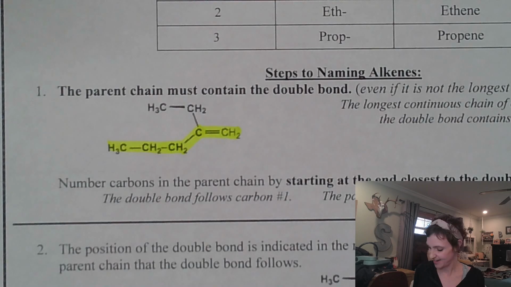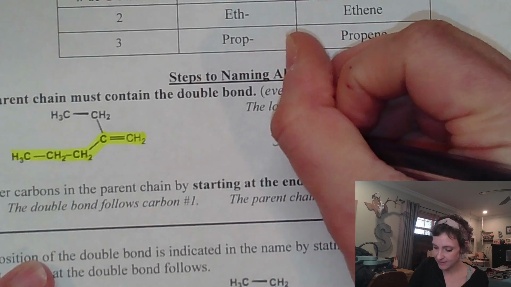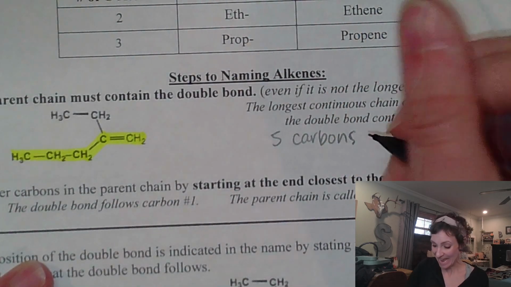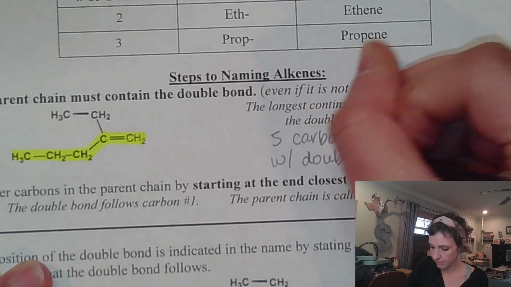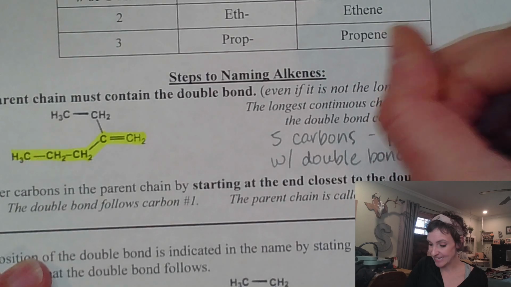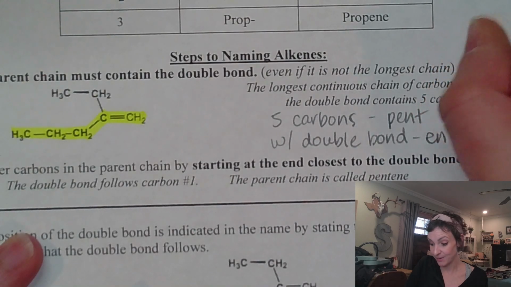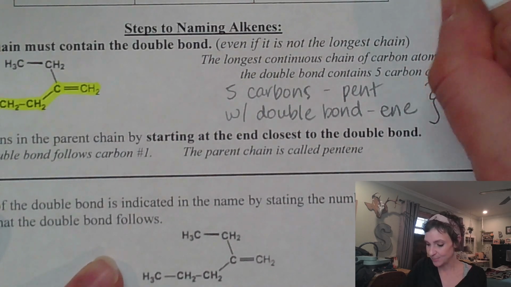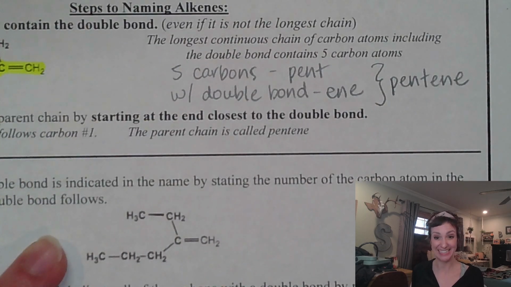So this gets me started. I'm getting excited. Okay, so we know we have 5 carbons in our parent chain, right? And we know that that parent chain has a double bond. So 5 carbons, we know the prefix is pent, right? And a double bond means we got to end with an "ene" ending. Putting those things together, you guys, we would name this parent chain a pentene.